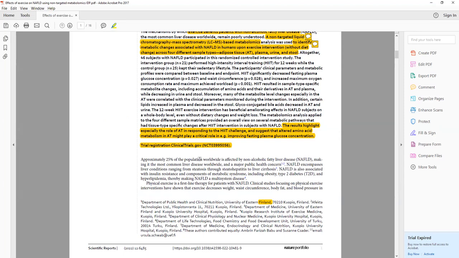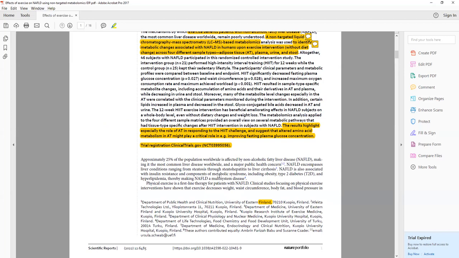25% of the population, that's super, super high. I think we work with rare diseases all the time, so we have 1 in 1 million cases. 25%, that's very high. NAFLD encompasses liver conditions ranging from steatosis through steatohepatitis to liver cirrhosis. NAFLD is also associated with insulin resistance and components of metabolic syndrome, including obesity, type 2 diabetes, hyperlipidemia, thereby making NAFLD a multi-system disease.